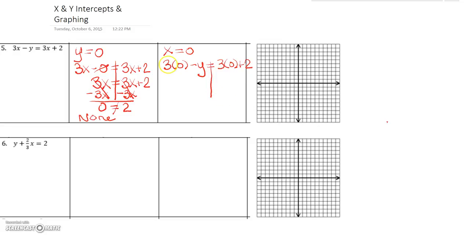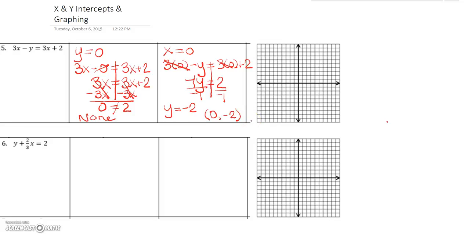So 3 times 0 makes 0, so I'm just going to get rid of it, and all you have left is negative y. Once again, 3 times 0, you can get rid of it, and you have 2. So then, to get rid of that negative, it's really like a negative 1, so you're going to divide by negative 1. So that makes y equals 2 divided by negative 1, which is negative 2. So you have to write it as a coordinate, so your coordinate would be 0, negative 2.